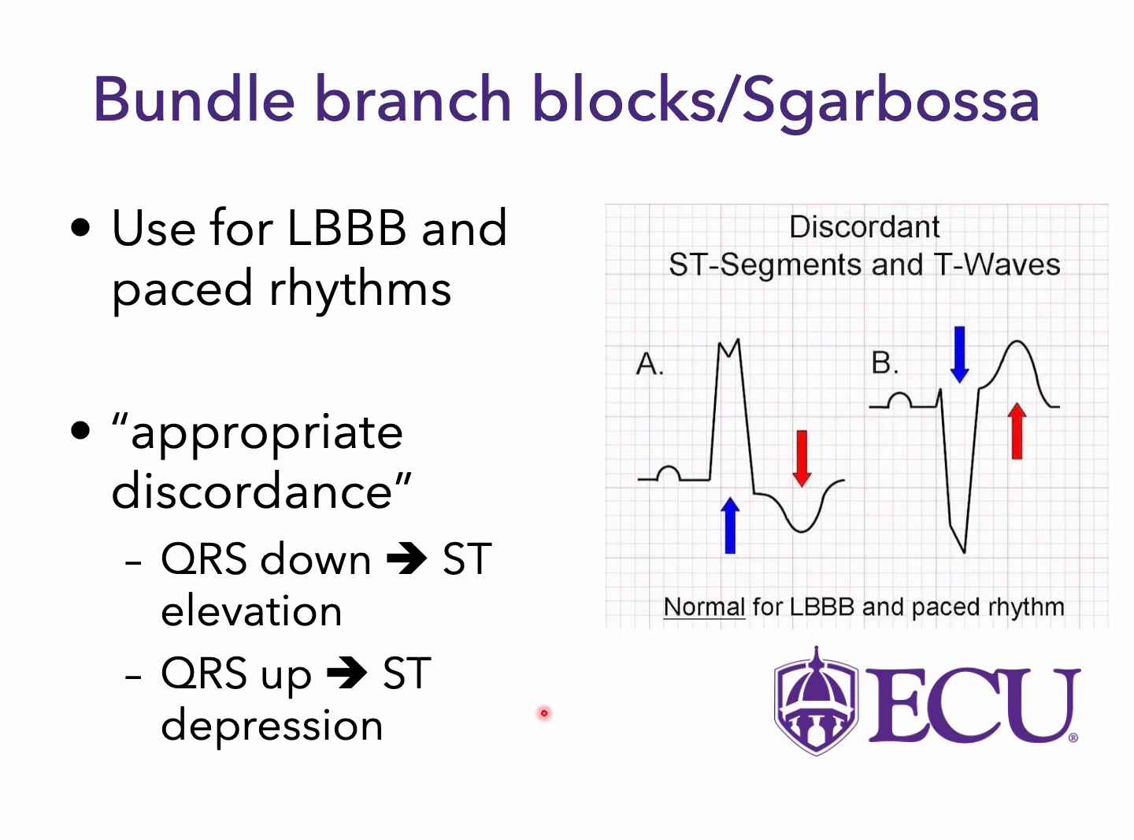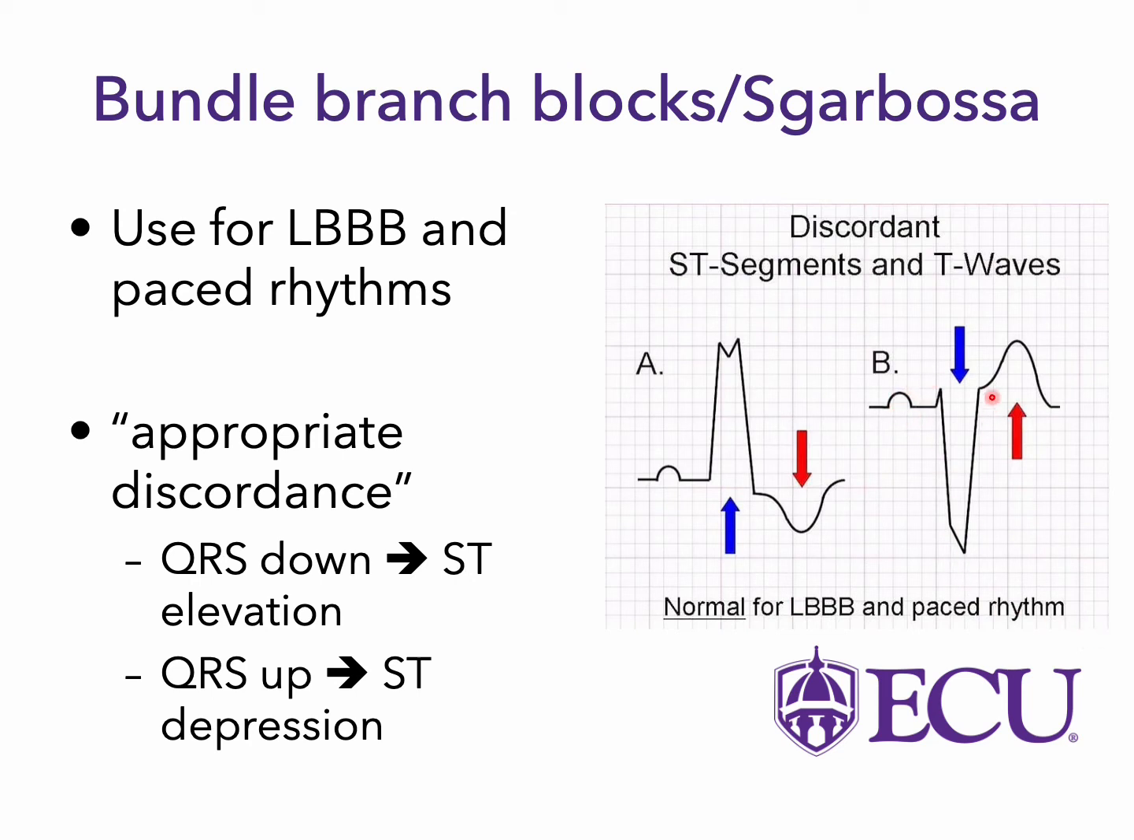So what does that look like? Looking at this segment, we have our P here. Here's our QRS segment here. This is going up in a left bundle branch block with that widened QRS, and it's going up. We should have ST depression. That is appropriate discordance. It's discordant with the QRS complex in that this is going up, this is down. You have depression, which you appropriately recognize, but that is normal in a left bundle branch block or a paced rhythm.